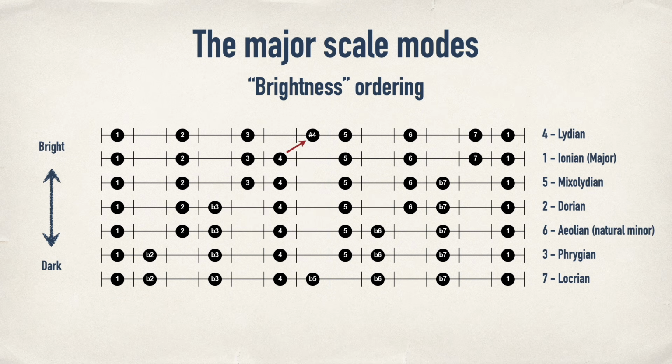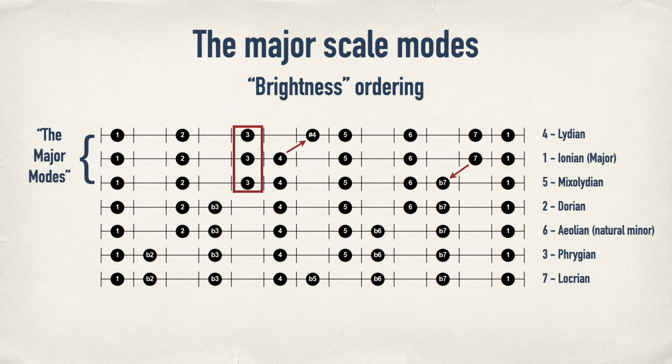The brightest mode is Lydian, and it differs from the major scale by raising the 4th note by 1 semitone. We get the Mixolydian mode from the major scale by flattening the 7th scale degree. These 3 modes are called major modes because they all have a major third as their 3rd note.